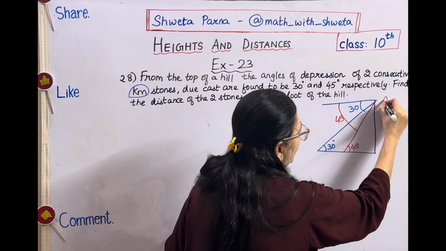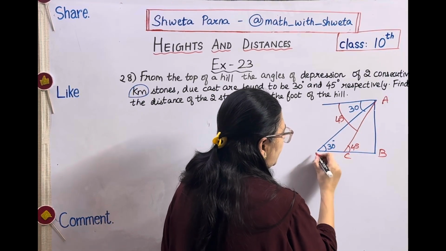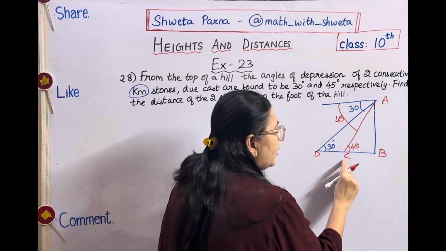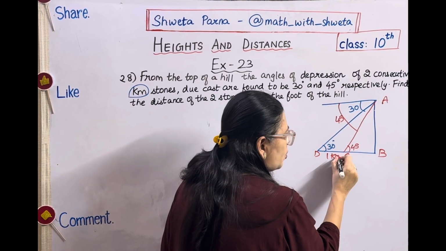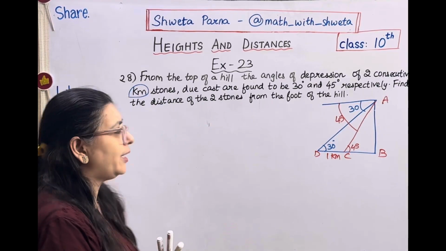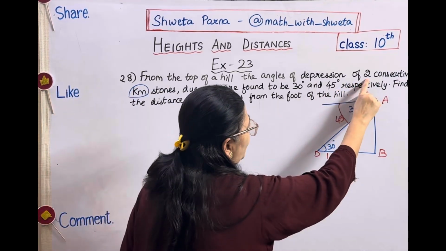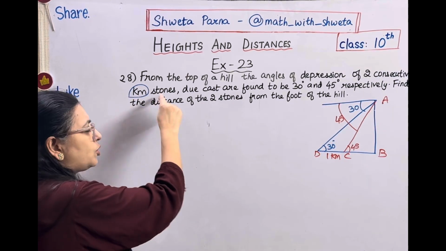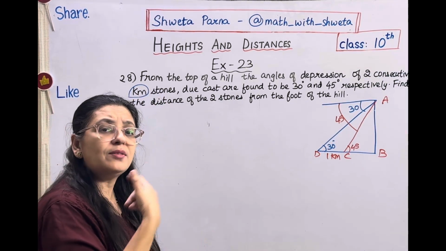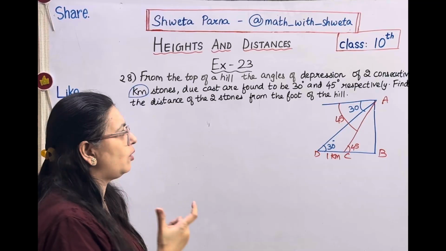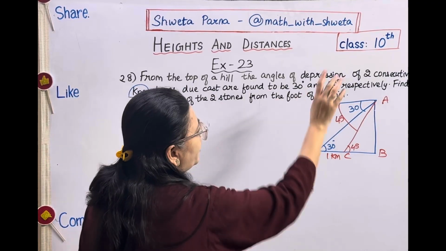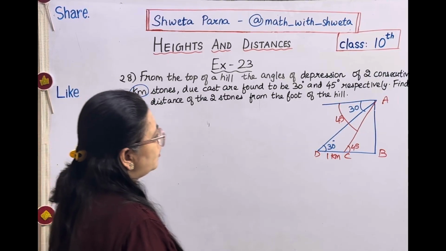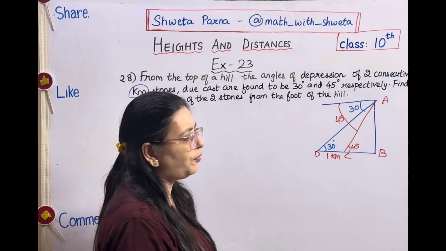So let's name this A, B, C, D. So these are the 2 stones. C and D are 2 stones and the distance between them is 1 kilometer. How did I get 1 kilometer? The depression of 2 consecutive, one after the other, kilometer stones. Kilometer stones means the difference is 1 kilometer. They are found to be 30 degree and 45 degree respectively. Find the distance of the stones from the foot of the hill.